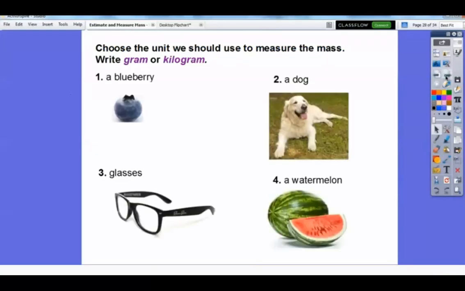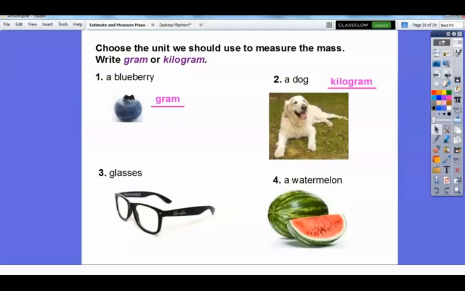Okay, so here's several items right here. We have a blueberry, a dog, glasses, a watermelon. So the really light ones, we're going to measure them in grams, and the heavy ones we'll measure in kilograms, okay? So blueberries, well, that probably weighs about 1 gram right there, okay? A dog, well, a dog is much bigger than several pineapples, so I would measure a dog in kilograms, okay?